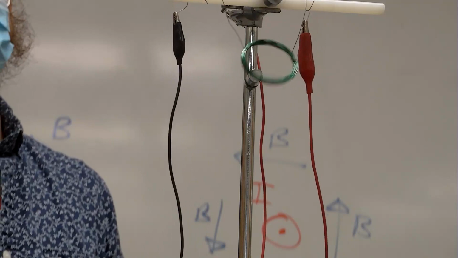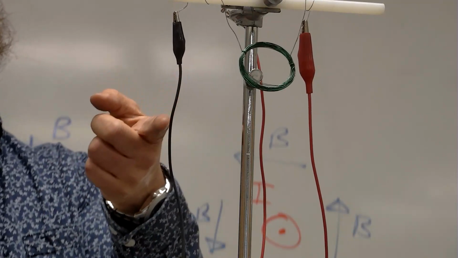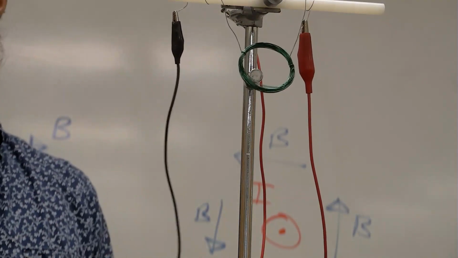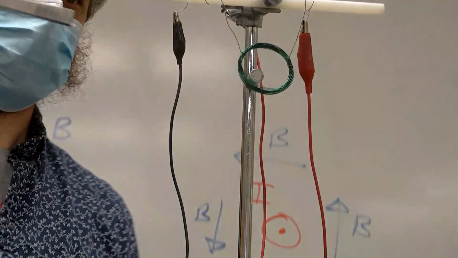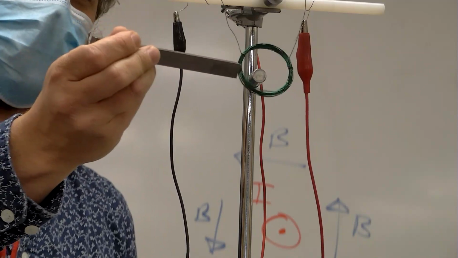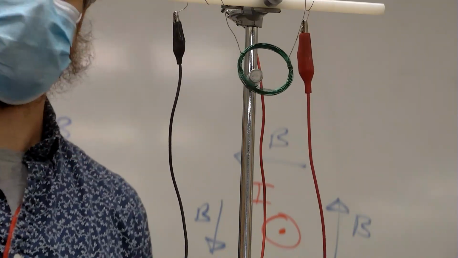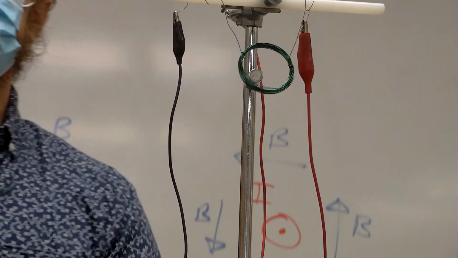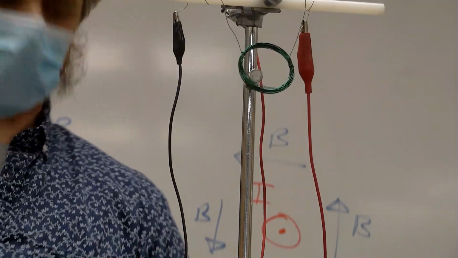Oh, dang it. This is copper wire. Copper is not magnetic. If I take this wire, it doesn't attract to the magnet. It's not magnetic. But I can get magnetic forces on the wire by running current through it.